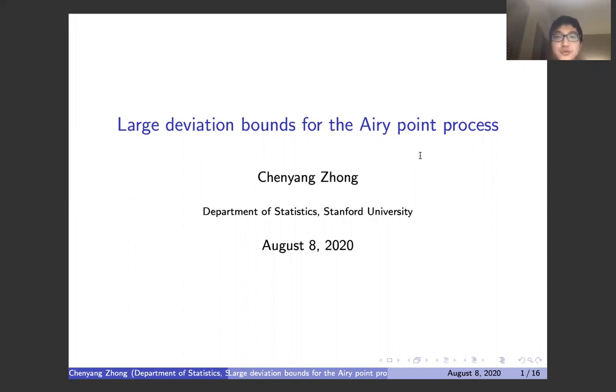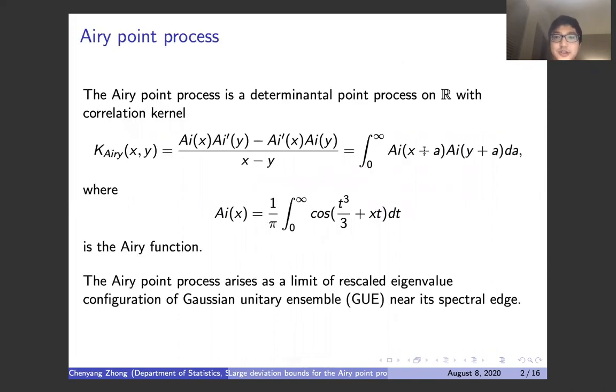First, let me introduce you to the concept of the Airy point process, which is a determinantal point process on the real line with Airy correlation kernel, which is given in this form. Here, Ai(x) is the Airy function, which has this integral form.